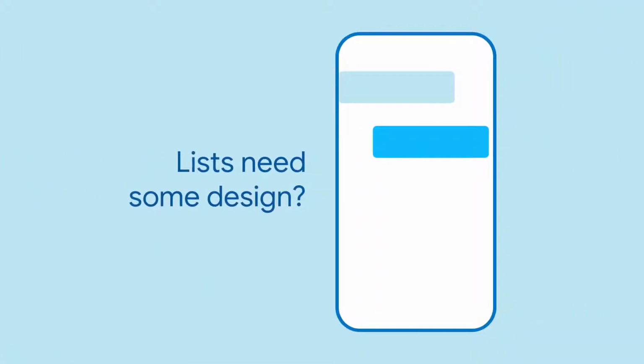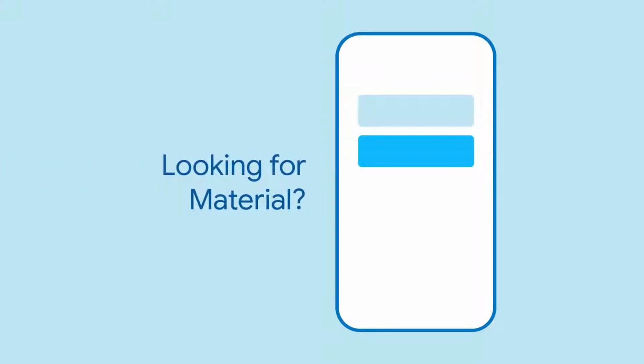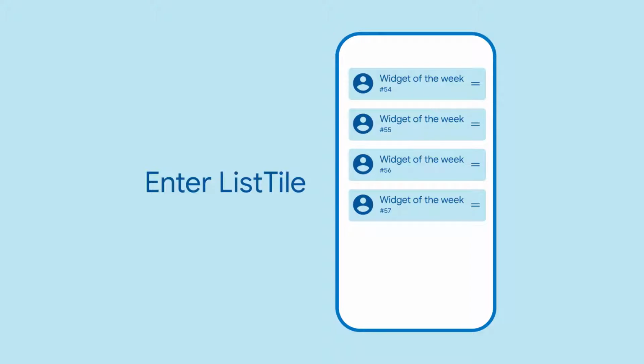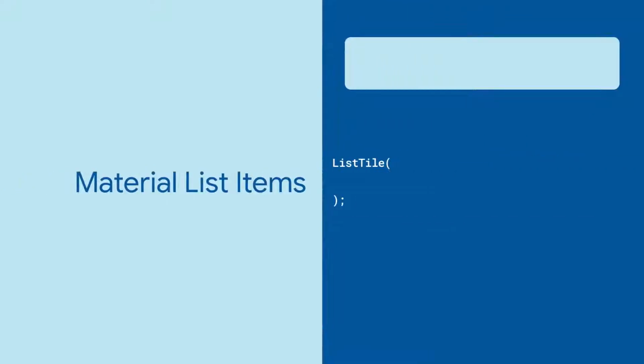Sometimes you have a list of items you really want to follow the Material Design spec. You could spend hours working out the perfect item layout with rows, columns, containers, and various amounts of padding. Or you could just use a ListTile. ListTile implements the Material Design list spec for you, leaving you to just worry about what goes in it.